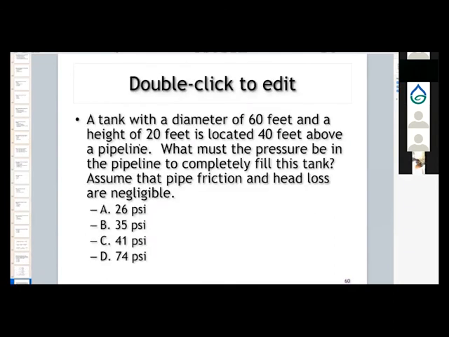A tank with a diameter of 60 feet and a height of 20 feet is located 40 feet above the pipeline. What must the pressure be in the pipeline to completely fill this tank? Assume that pipe friction head loss are negligible.